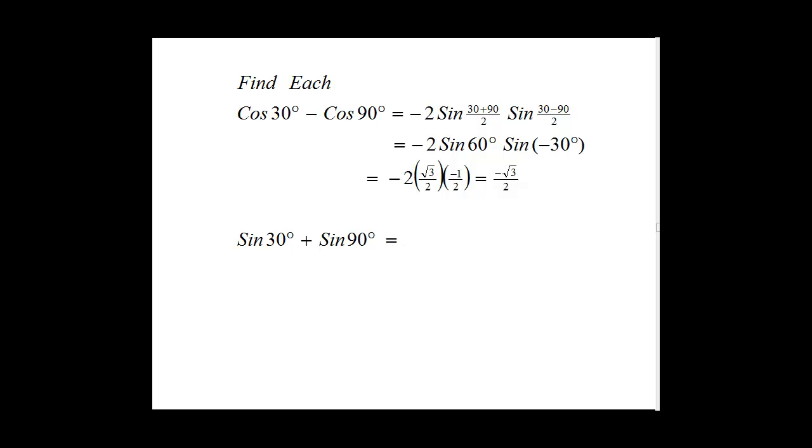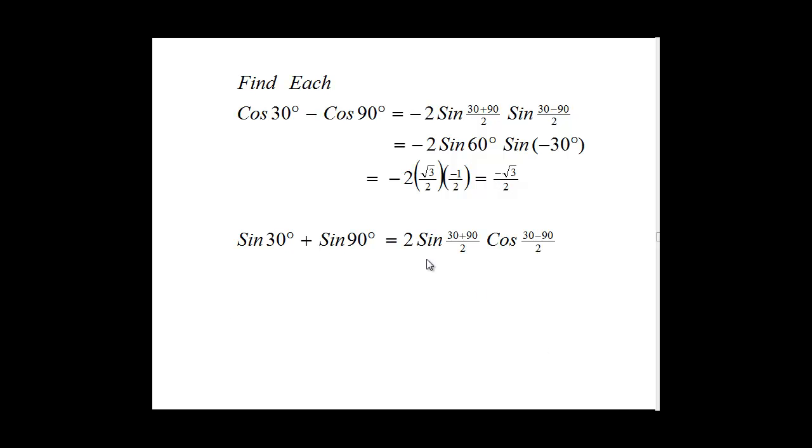Okay, sine of 60 is square root of 3 over 2. Sine of negative 30 is negative 1/2. That makes it a positive square root of 3 over 2. Again, this should be positive, not negative.